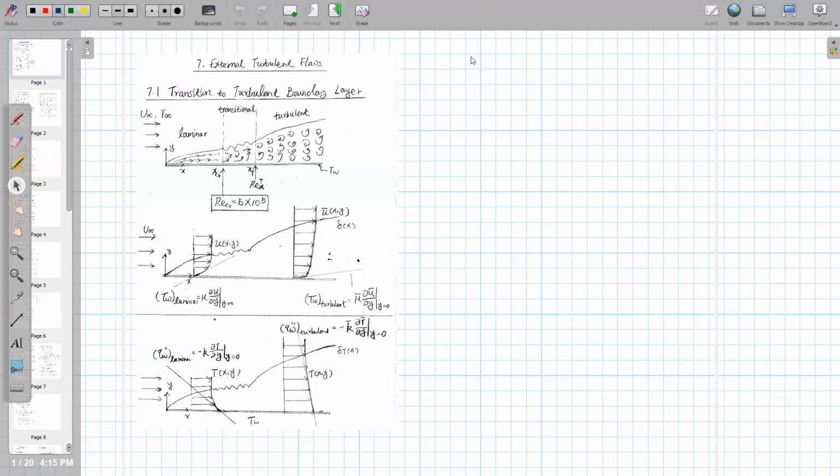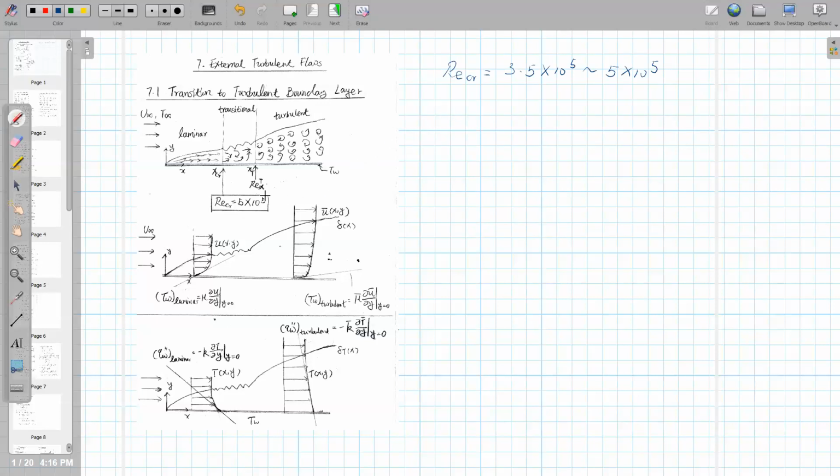Okay, so usually speaking, different literature uses different values of the critical Reynolds number in these cases. Usually, the critical Reynolds number is some value between 3.5 times 10 to the power 5 and 5 times 10 to the power 5. In this picture, we write the critical Reynolds number equal to 5 times 10 to the power 5. This is the most commonly used critical Reynolds number.